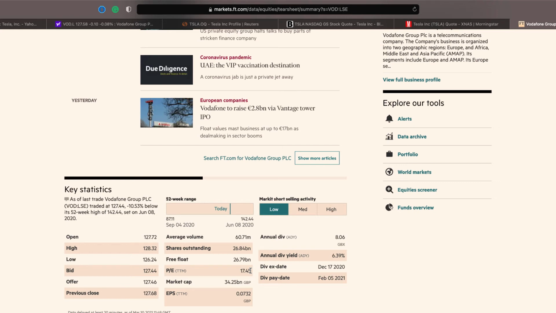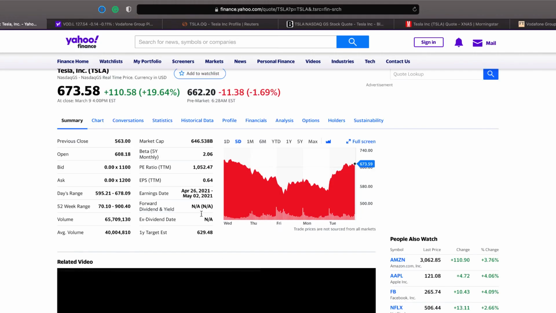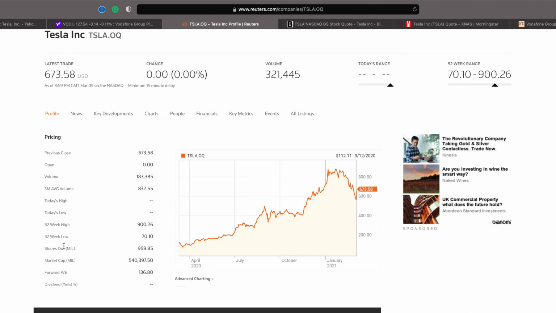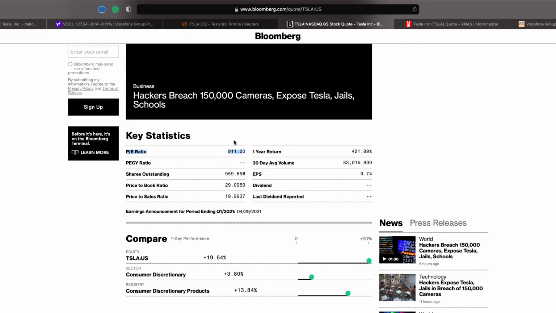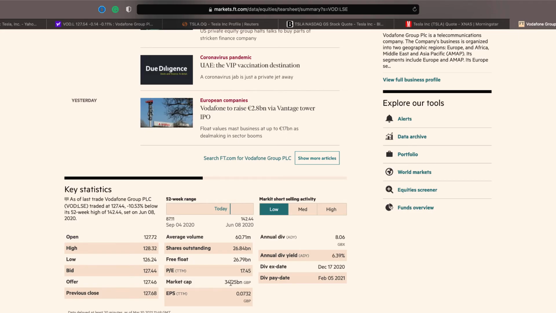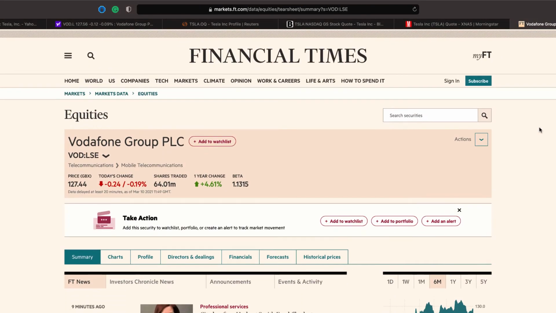But then I thought, actually, that's insanely different to what we've seen, right? It was 1052 according to Yahoo Finance. Forward PE. Hang on, who was the other one? Bloomberg had it, didn't they? Yeah, 911 according to Bloomberg. When I saw 17.45, I was like, well, something's clearly not right. So there's something wrong over here. I smell a rat. I smell a fish. I don't know, I smell something fishy.